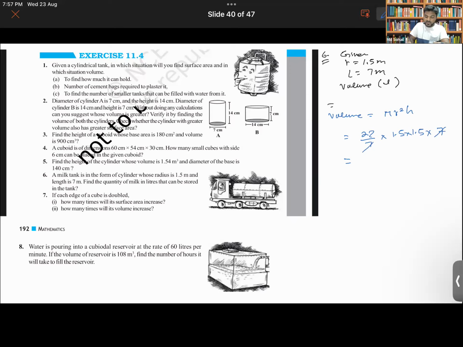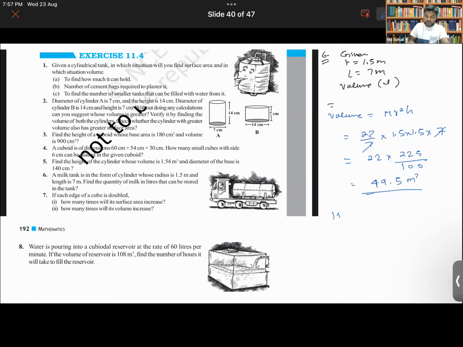So how much will it come to around? Sir, 49,500 liters. Now here in meter cube, it will be around 49.5, I guess. Yes, sir. Right. Okay.